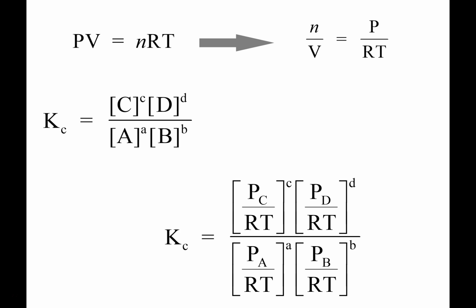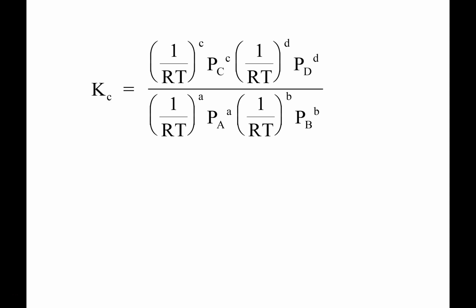For each of these quantities, the molarity of C, since it's a gas, would be the partial pressure of C divided by RT, raised to its stoichiometric coefficient. We do it for both products, C and D, and then divide by the reactants, A and B. Now, if you're used to simplifying terms, you might think all those RTs go away. Not quite so fast. We have the inverse of RT raised to a power. If all of those powers are the same, they go away. So you're right in that sense.